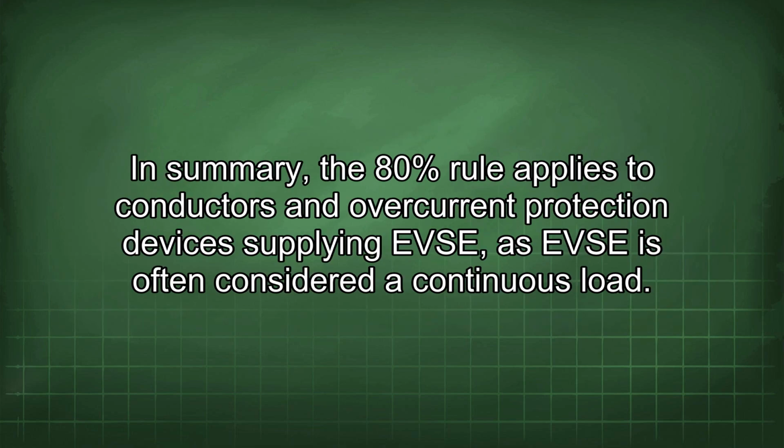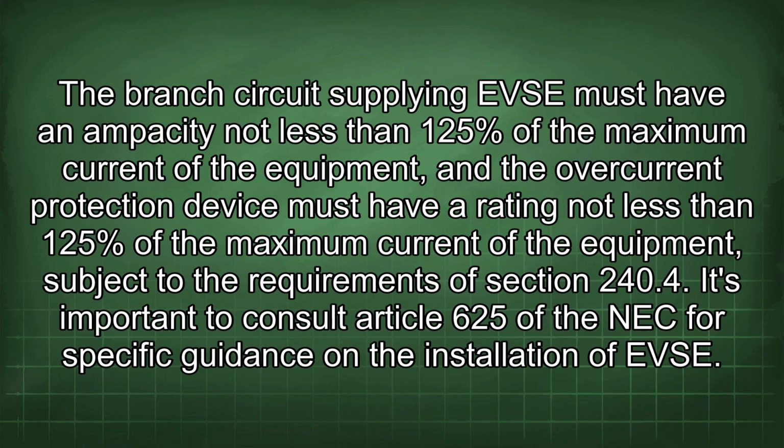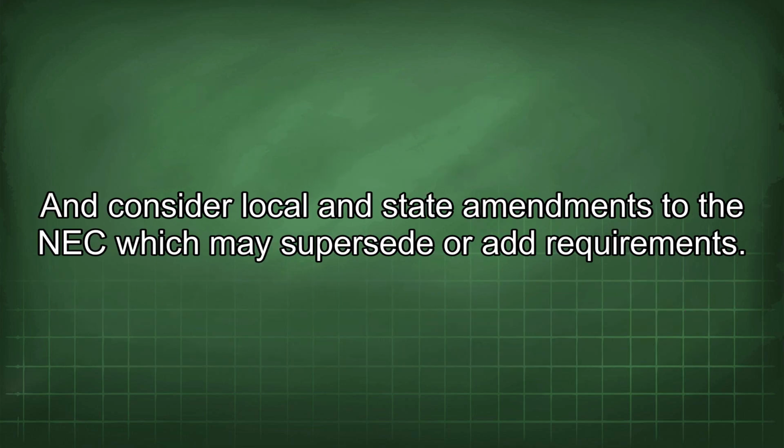In summary, the 80% rule applies to conductors and overcurrent protection devices supplying EVSE, as EVSE is often considered a continuous load. The branch circuit supplying EVSE must have an ampacity not less than 125% of the maximum current of the equipment, and the overcurrent protection device must have a rating not less than 125% of the maximum current of the equipment, subject to the requirements of Section 240.4. It's important to consult Article 625 of the NEC for specific guidance on the installation of EVSE, and consider local and state amendments to the NEC which may supersede or add requirements.